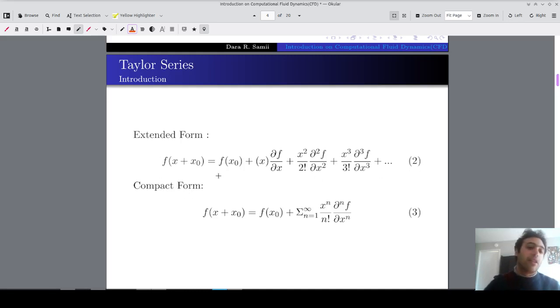Equation 2 is the extended form, and equation 3 is the compact form. N is the degree of the Taylor series. For each degree, if we want to expand this, we will reach a form of equation like this. For example, this is the extended form of the degree of 3, because the last digit we see in the discretization form is 3.